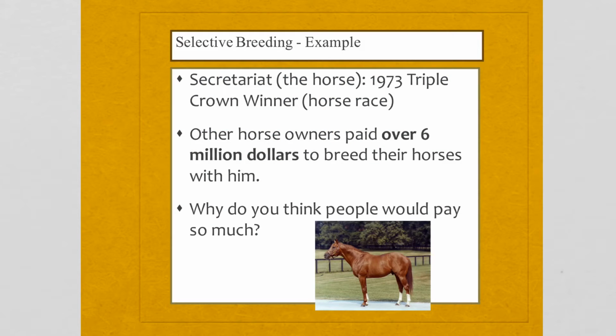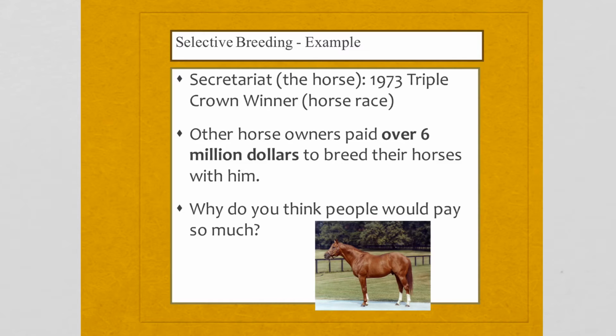Maybe one of the coolest examples of selective breeding is if you ever saw the movie Secretariat or heard of Secretariat. He is a horse, and he won the Triple Crown in 1973, and people paid over $6 million to breed their horses with Secretariat. So they paid over $6 million to have Secretariat be the father to some horse puppies.